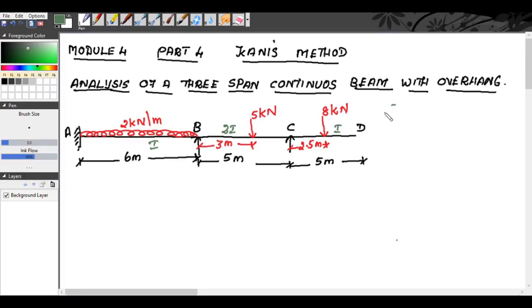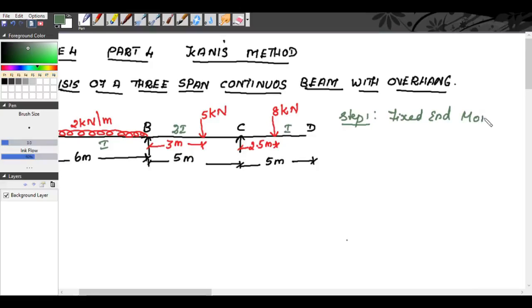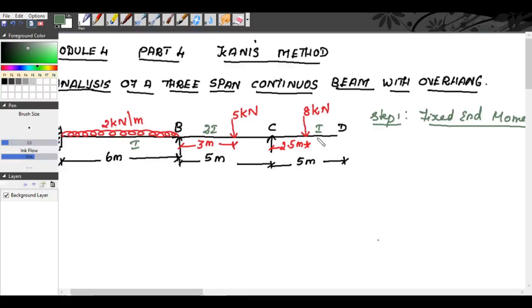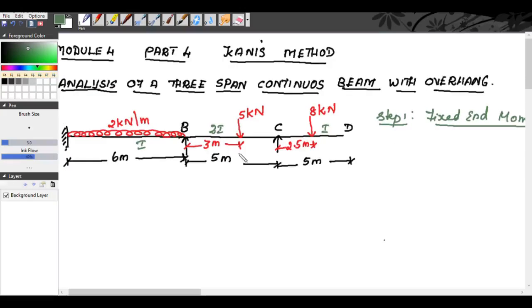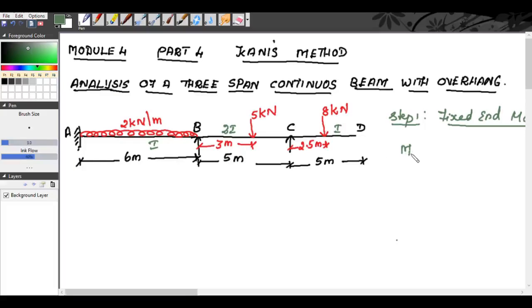So step 1. As usual, our step 1 is to find the fixed end moments. So we will determine the fixed end moments. When we are considering the span AB, we have fixed end moment MFAB. So MFAB will be equal to minus WL square by 12 and MFBA will be equal to plus WL square by 12. I have explained it to you earlier.